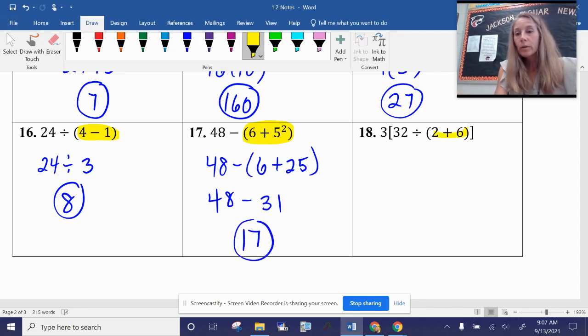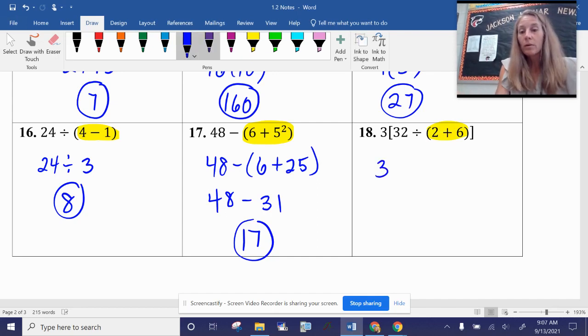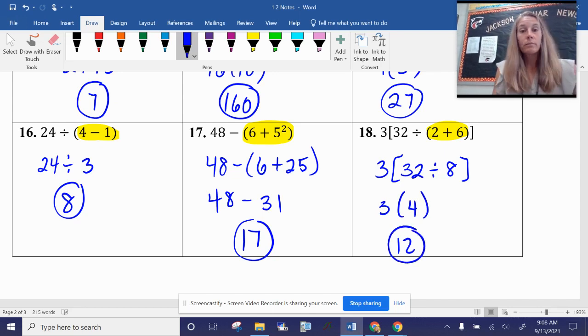And then my last problem here, within my brackets, I'm going to do my PEMDAS inside as well. So 32 divided by 8. 32 divided by 8 is 4, and 3 times 4 is 12.